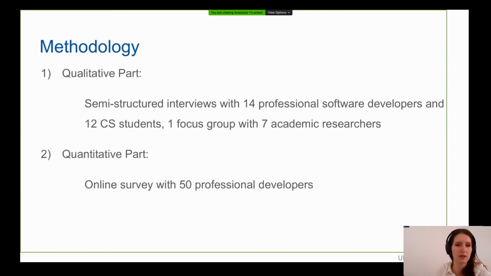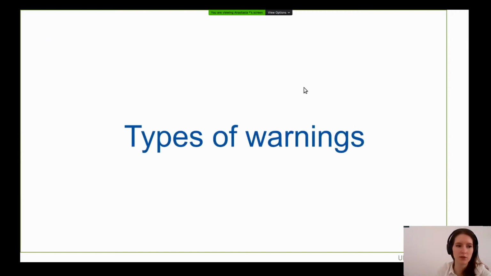So our study consists of two parts. First, we conducted a qualitative analysis with 14 professional software developers and 12 computer science students, as well as a focus group with 7 academic researchers. For the evaluation, we used grounded theory by Charmaz with theoretical sampling to get a broad overview of the problem space, and we followed up this qualitative work with 50 developers to test the developed themes and explanatory theory. To decide which types of warnings to use, related work on security bugs was reviewed and the findings were discussed with colleagues from the field of computer science.